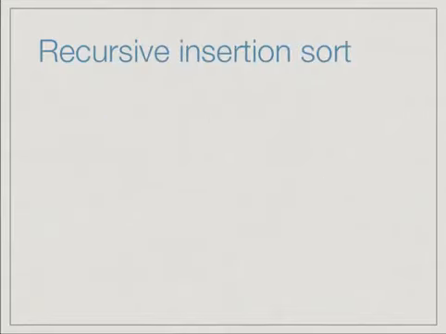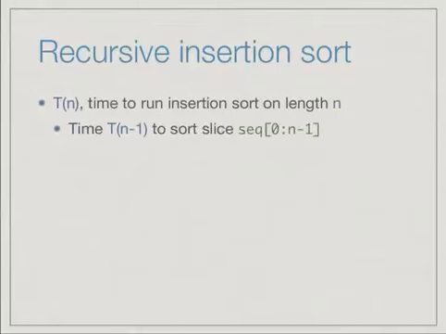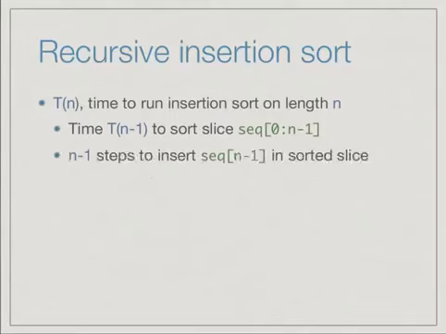So how would we analyze the complexity of recursive insertion sort? As before, we use T of n to denote the time it takes to run insertion sort on an input of length n. So insertion sort at the highest level consists of two steps. We first have to sort the initial slice of length n minus 1, and by definition this will take time T of n minus 1. And then we need n minus 1 steps in the worst case to insert the last position into the sorted slice.